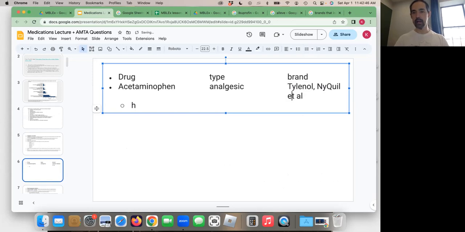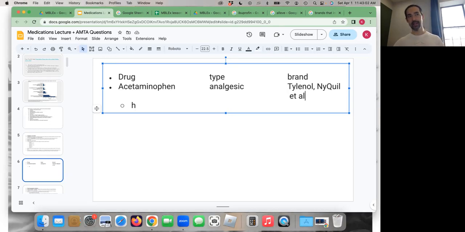When you see et al., which you may see if you ever read medical reports, or read the interactions or side effects of drugs, they may say, for example, this drug may cause headache, dizziness, drowsiness, et al., or etc. Et al. and etc. are the same thing. So Tylenol, NyQuil, et al. means others. Maybe I'll just put others.